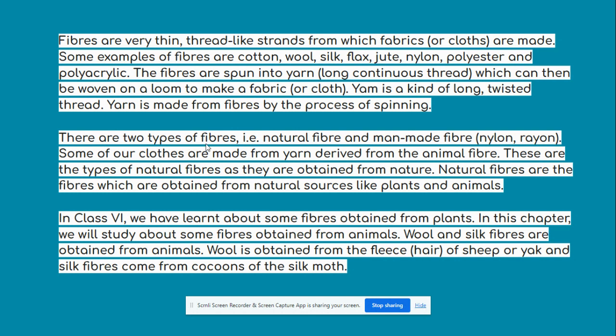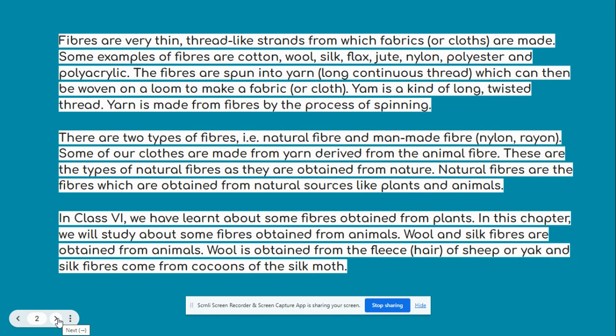There are two types of fibers, that is natural fiber and man-made fiber. Nylon, rayon. Some other clothes are made from yarn derived from the animal fiber. These are the types of natural fibers. Natural fibers are the fibers which are obtained from natural sources like plants and animals. In class 6, we have learnt about some fibers obtained from plants. In this chapter, we will study about some fibers obtained from animals.